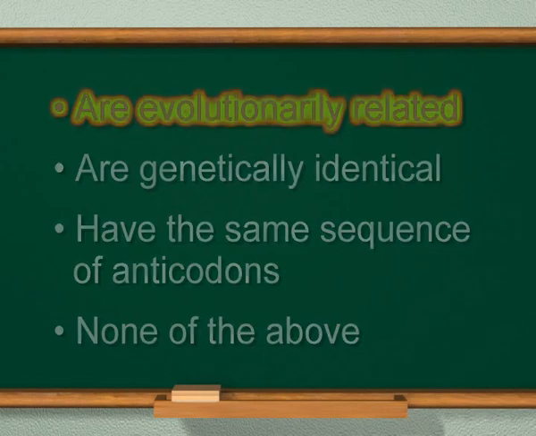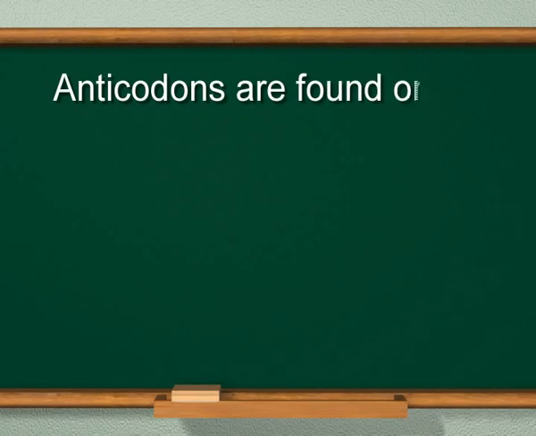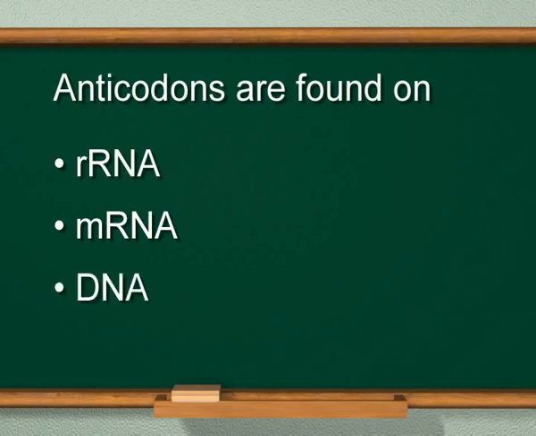The next question is, anticodons are found on rRNA or mRNA or DNA or tRNA. The answer is anticodons are found on tRNA.